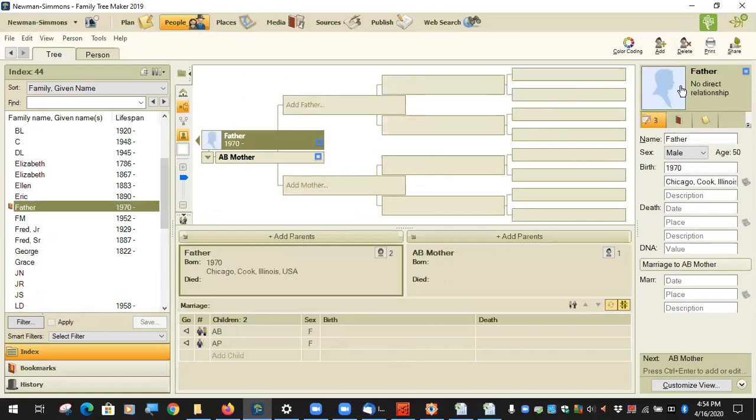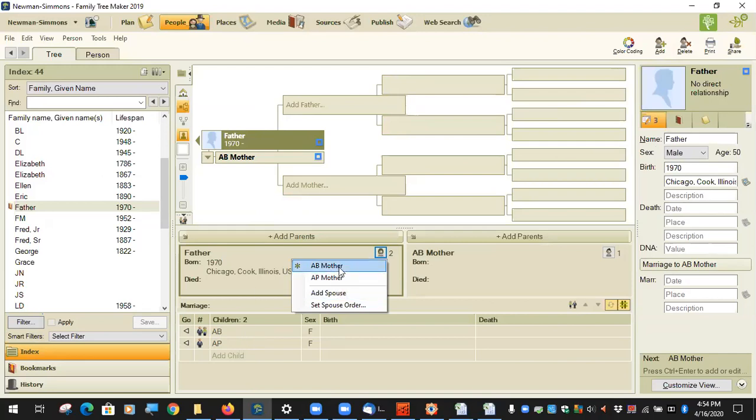I've already added it, so now this father, and like it says, there's no direct relationship. So this is like an isolated tree within the tree itself. And I added this father just by doing an add, and I told it to just add an unrelated person. And then I put in basically what I knew. Born 1970 in Chicago.